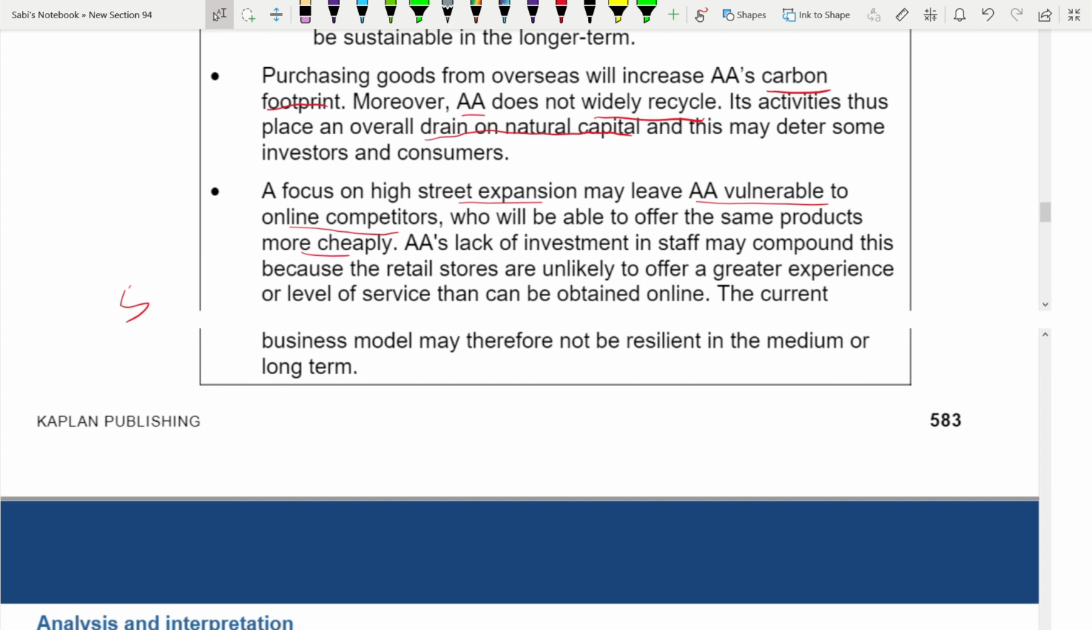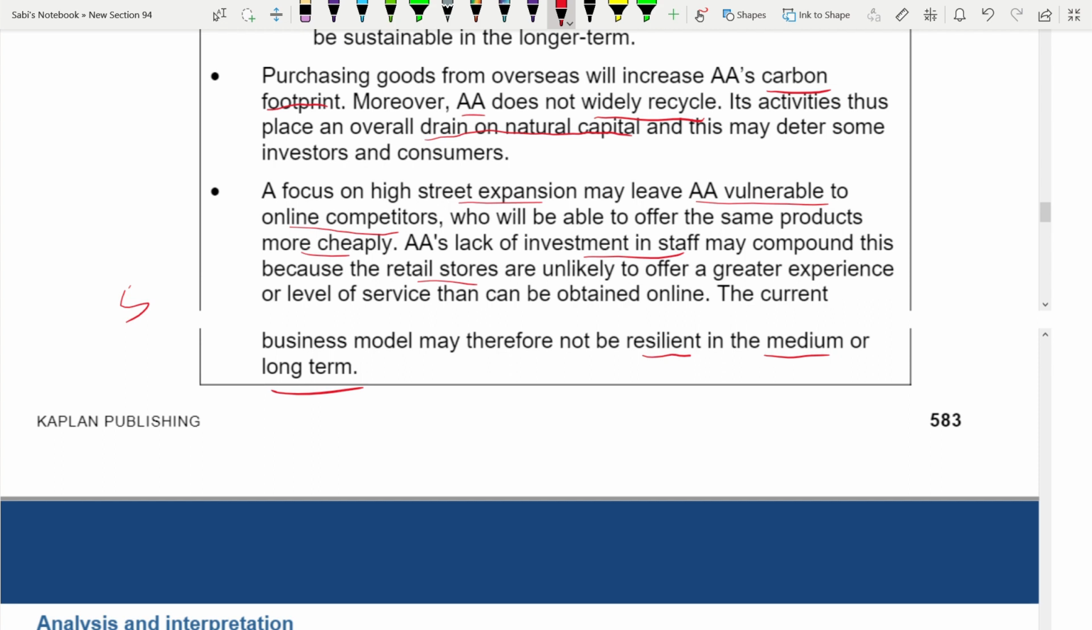In this case, a lack of investment in staff may compound this, because retail stores are unlikely to offer a great level of service, because they are not currently investing in staff. This is also going to have an impact on your retail store. Why? You need good staff there. So there will be a decline in the experience that customers are going to get. So the current business model therefore may not be resilient in the medium or the long term. The current business model is not going to work in the medium and the long term.